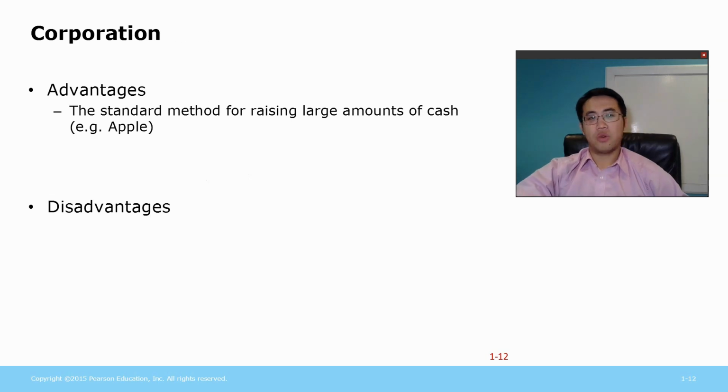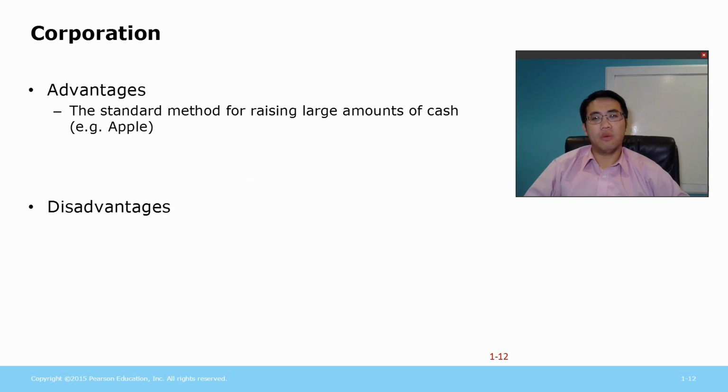Now let's discuss a corporation. The corporation has the advantage of raising large amounts of cash. For example, Apple Incorporated. This company was founded by Steve Jobs and his partner in their garage back in the 80s. And it was a partnership at the beginning.